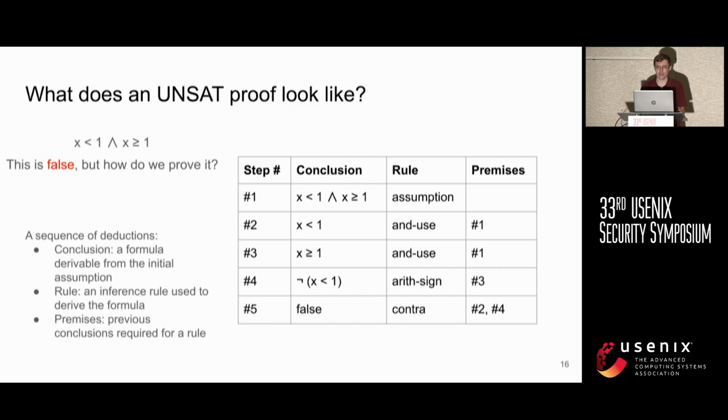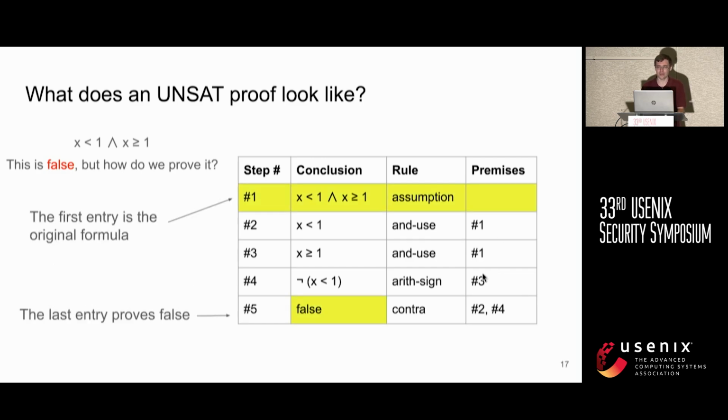They have this list of steps, and at every step you have some sort of conclusion, which is a formula that can be derived from your initial formula. You have some sort of rule. All these formats have some list of rules, which are the ways you're allowed to derive new formulas from old ones. And if you are using an old formula, you have to list it as a premise and show where it was previously proven. You'll note that the very first formula is always our initial assumption, and the last formula is false, because our goal here was to prove false.